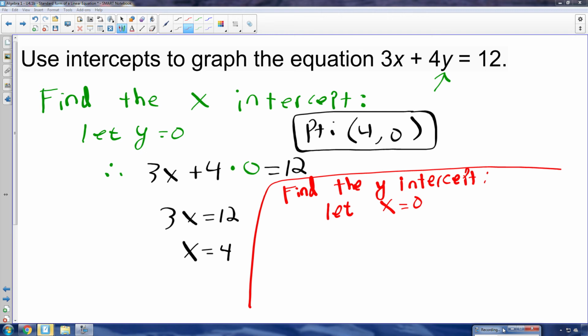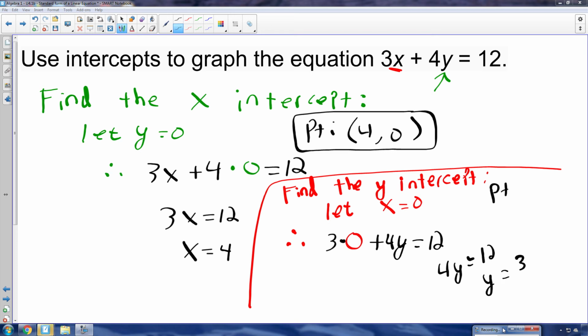We're going to draw a little pile of rocks. Therefore, if x is 0, what is that equation up top going to be then? If x is now 0, yeah, it's 3 times 0. That's what we're putting in for x. Plus 4y equals 12. And if 3 times 0 is 0, then we have 4y is equal to 12, and we have y is equal to 3. So what is the point of the y-intercept? 0, 3.